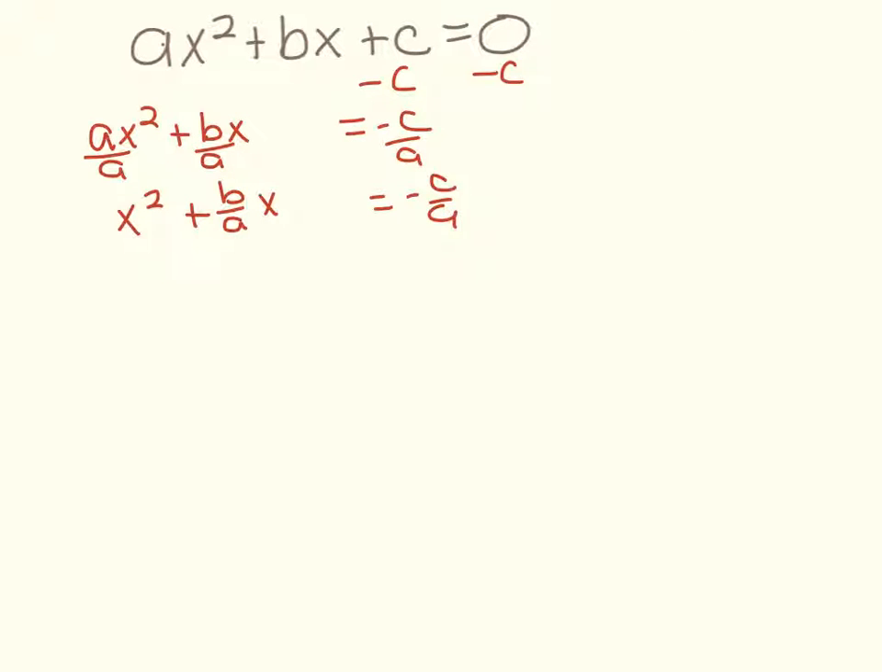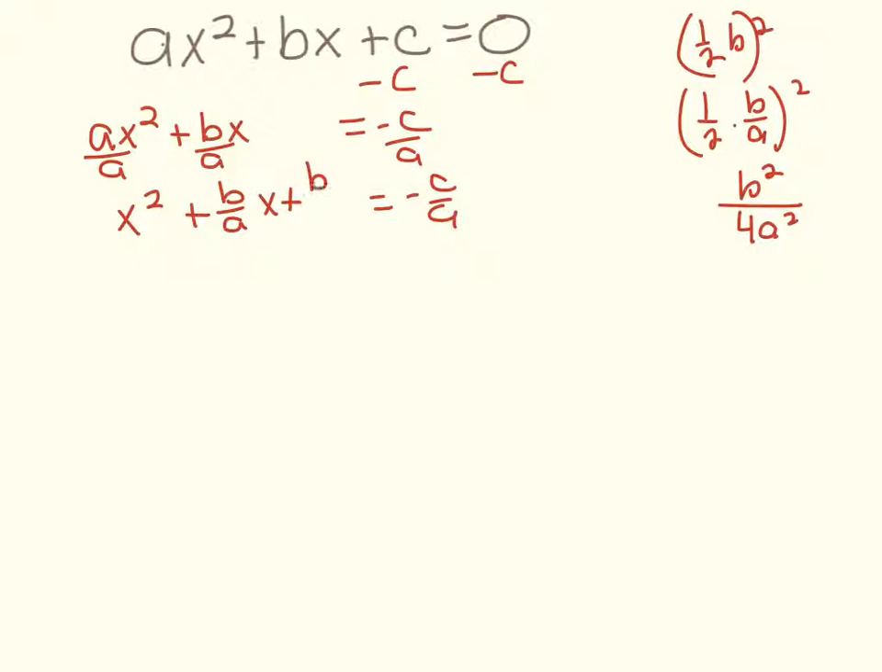Then you have to add 1/2 b squared to each side. Well, in this case, b is b over a. Squared would be b squared, 2 squared is 4, a squared. So we add b squared over 4a squared.